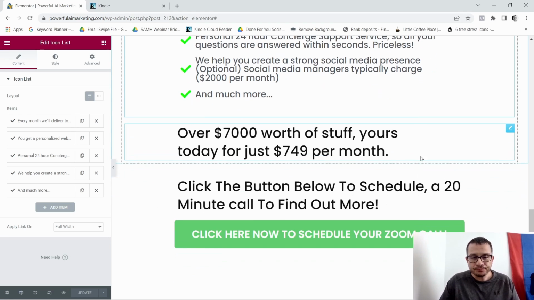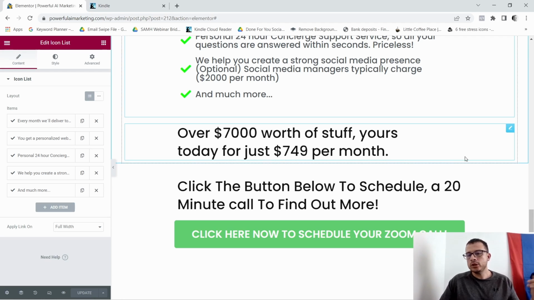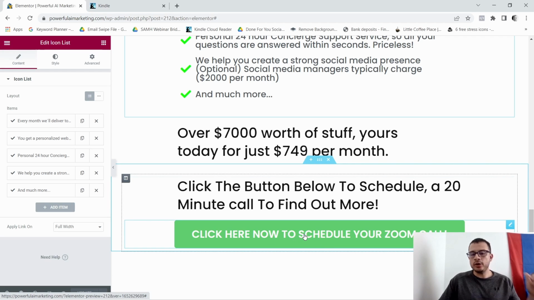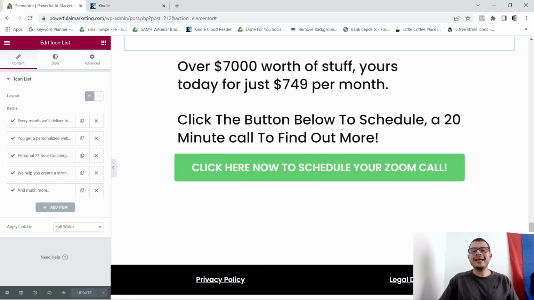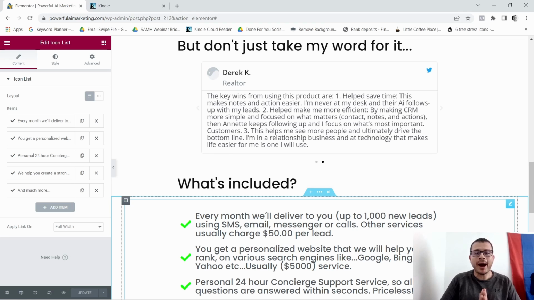And finally, this is the call to action. So I'm telling them to click the button below to schedule a 20-minute call to find out more. So what I'm actually selling here is just a demonstration call, right? I'm not actually telling them to buy the product. Just hop on a Zoom call and find out how we can really help you, right? Find out everything that we have to offer. So I have the button here, click here now to schedule your Zoom call. That's it, guys. That is as far as I've gotten in my landing page copywriting.